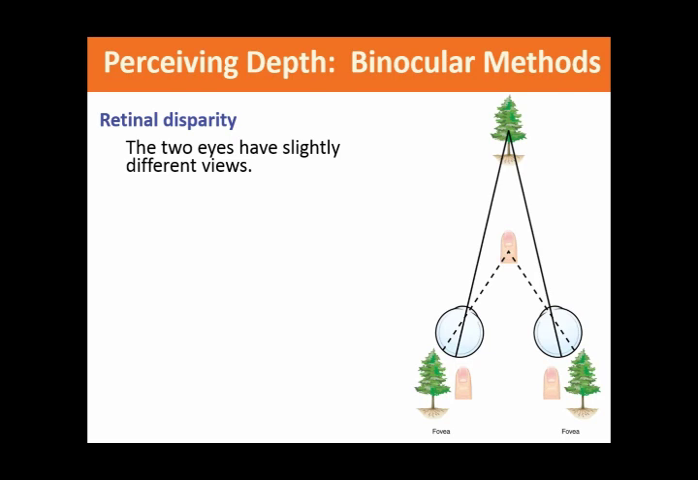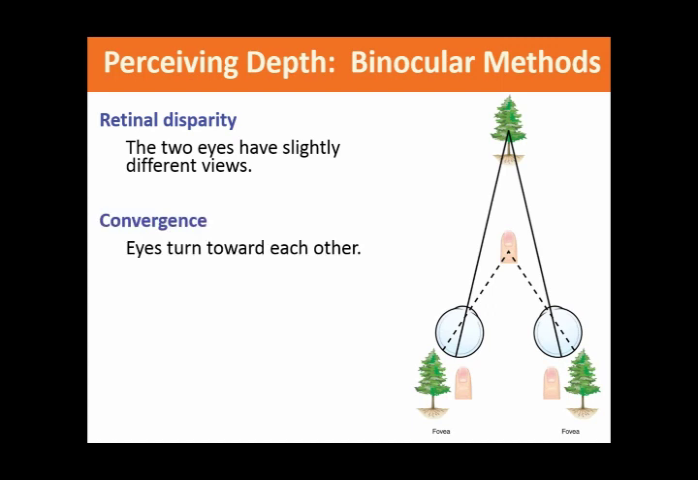So when it's closer to your face, there's more retinal disparity. The images are more different. As the person looks farther away at the tree, the 2 images are virtually identical. And so even if they close one eye and then the other, the tree doesn't seem to move. They're seeing exactly the same thing. So the greater the retinal disparity, the closer the object is assumed to be to your face.